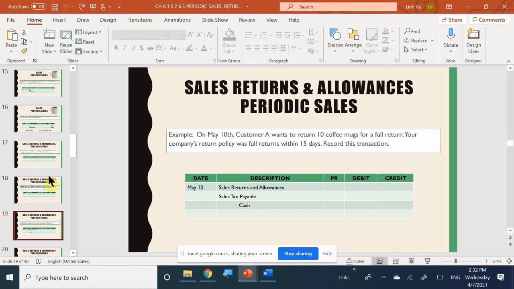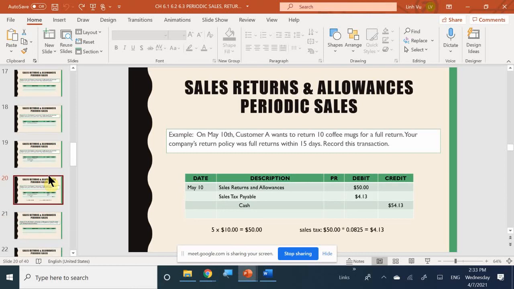Or for whatever means that they tried to get to refunding their money, whatever method they want to be refunded by, they may select as well. Okay, but in this case, we're keeping it simple. They paid in cash, we're going to give them back their cash. So through these, we got to recognize, how many cups did they return? They returned 10. How much did you originally charge for them? $5. Okay, well in this case, it's 5 times 10.